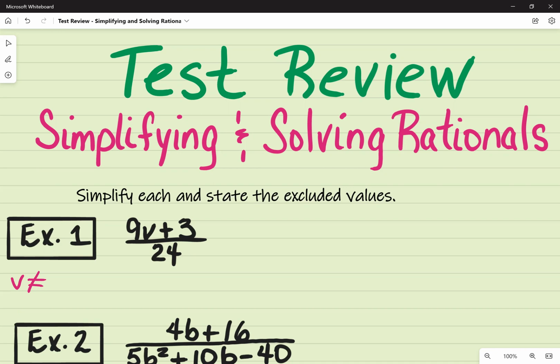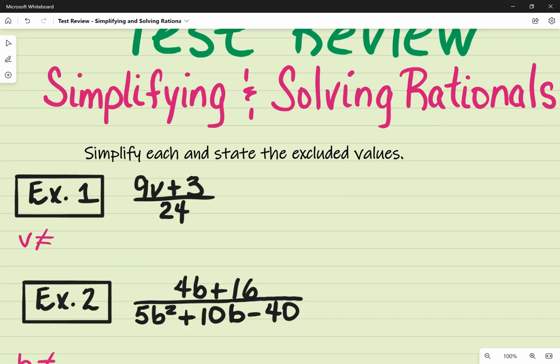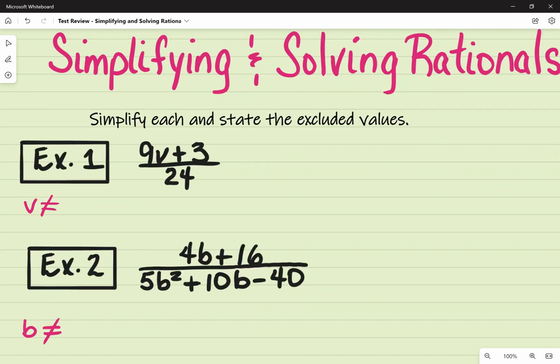So I personally like to put everything in factored form. That way I can cancel out anything or simplify further if need be. So on example 1, for my numerator, what I'm going to do is take out the greatest common factor of 3, and I am left with 3v plus 1.